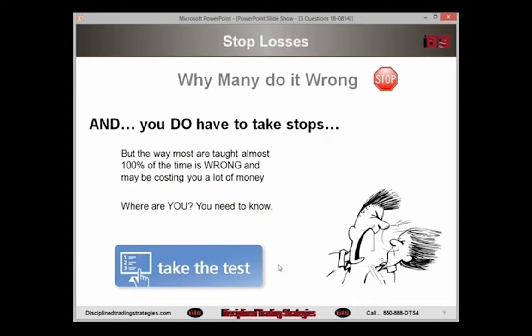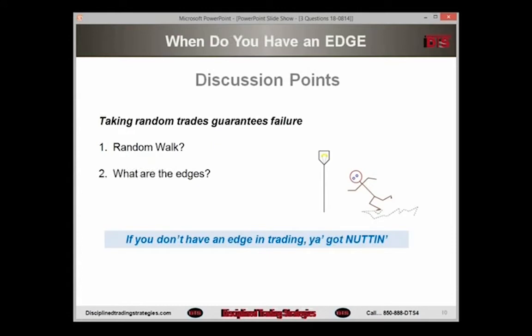But remember, you do have to have a stop, because nothing will kill you faster than having that one really bad trade that gets carried away.